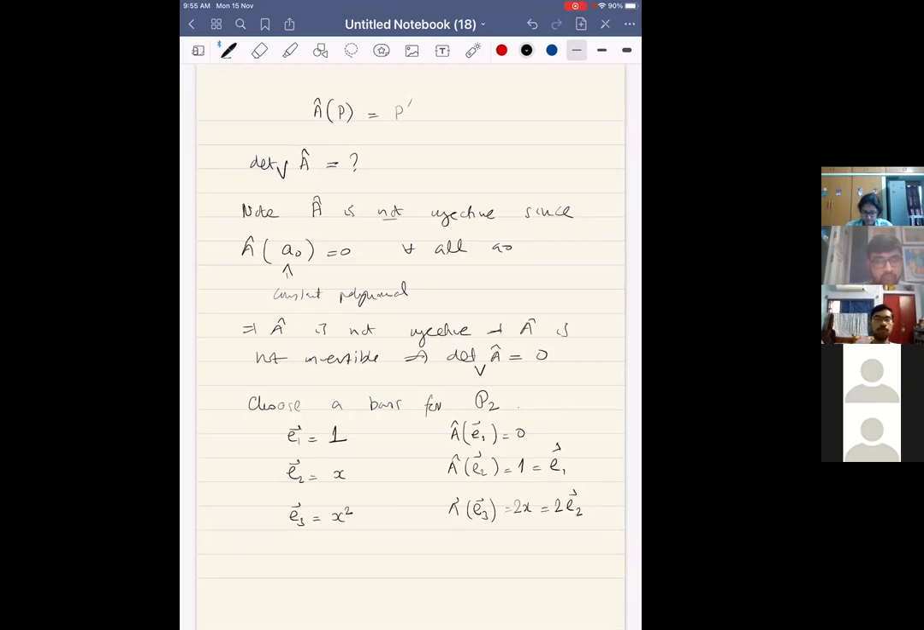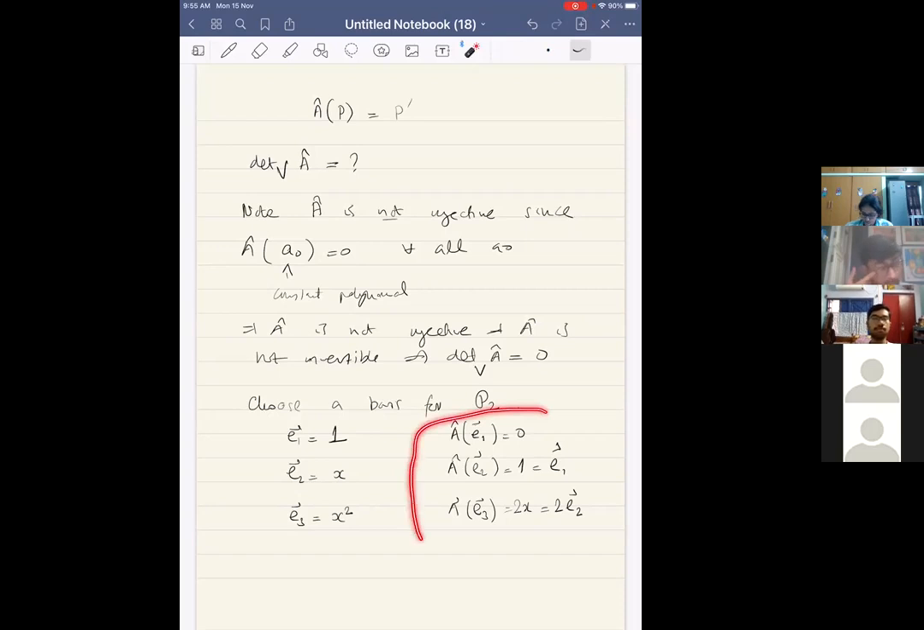Siddhant, do you understand these computations? Yes, sir. So does everybody understand these computations?